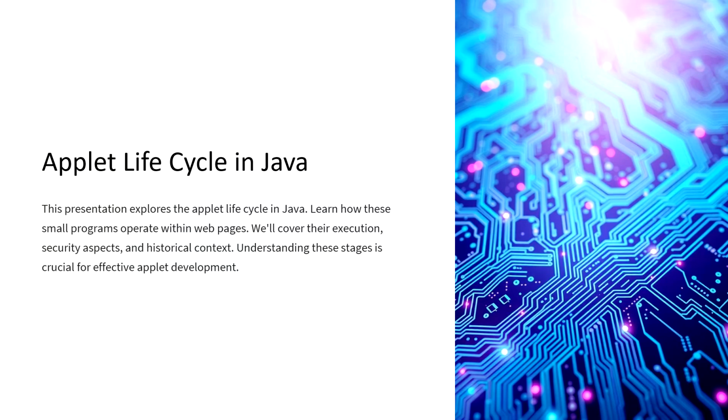Understanding these stages is critical for effective applet development. In the applet life cycle, there are five methods involved. The first is init, then start, paint, stop, and destroy. Let's discuss the methods. The first method is init.